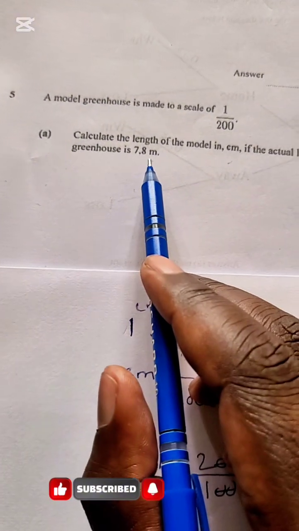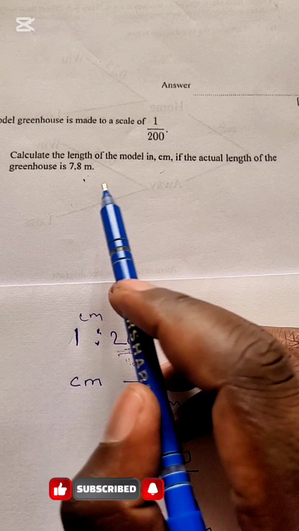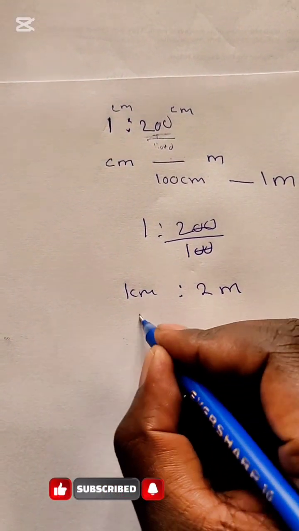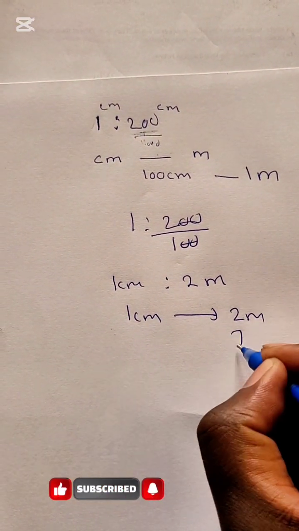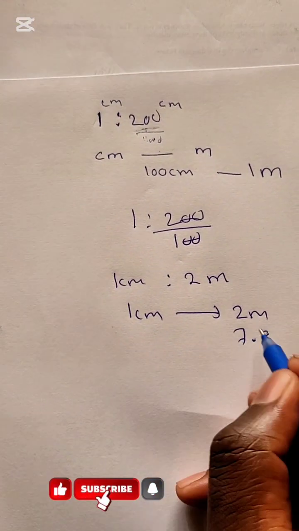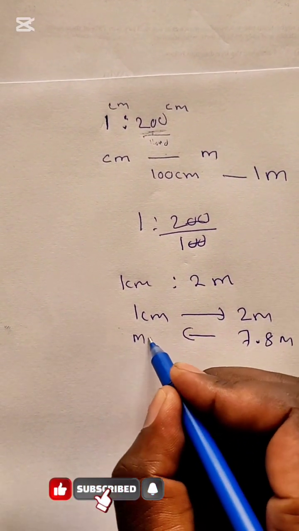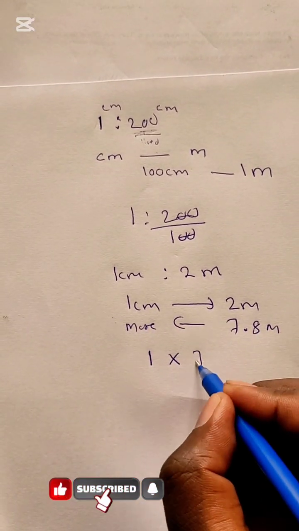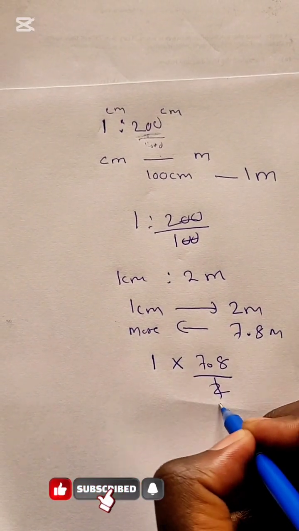Are we together? Now let's answer the question. Calculate the length of a model in centimeters if the actual length is 7.8 meters. So we're going to say if 1 centimeter is representing 2 meters, what about 7.8 meters? Are we going to get more or less centimeters? We're going to get more, right? So 1 multiplied by 7.8 over 2.